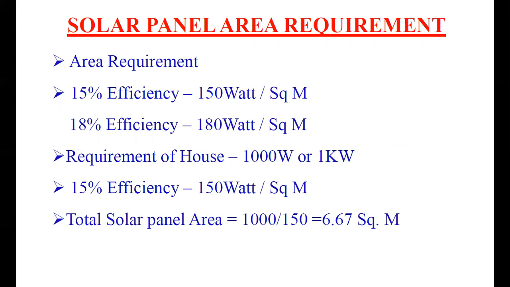Consider the power requirement of a house as 1 kW or 1000 watts. If you are using a 15% efficiency panel, the total solar panel area required will be 1000 by 150. That is 6.67 square meters is the area required for producing 1000 watts or 1 kilowatt of electrical energy. This is the simple rule for calculation of the solar panel area requirement.